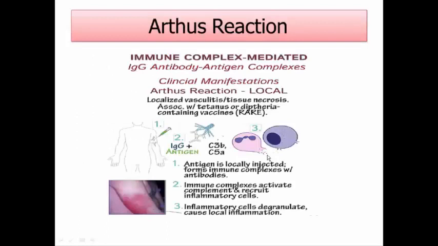Arthus reaction is a very rare condition which occurs after vaccination with tetanus or diphtheria. It is a very, very rare one. It is associated with vasculitis and tissue necrosis. After vaccination, IgG will bind to the antigen, making a complex that deposits at the site of injection. Then C5a is released, leading to what? Attraction of neutrophils, release of lysosomal enzymes, and local inflammation. This is the Arthus reaction. It is a very rare condition.